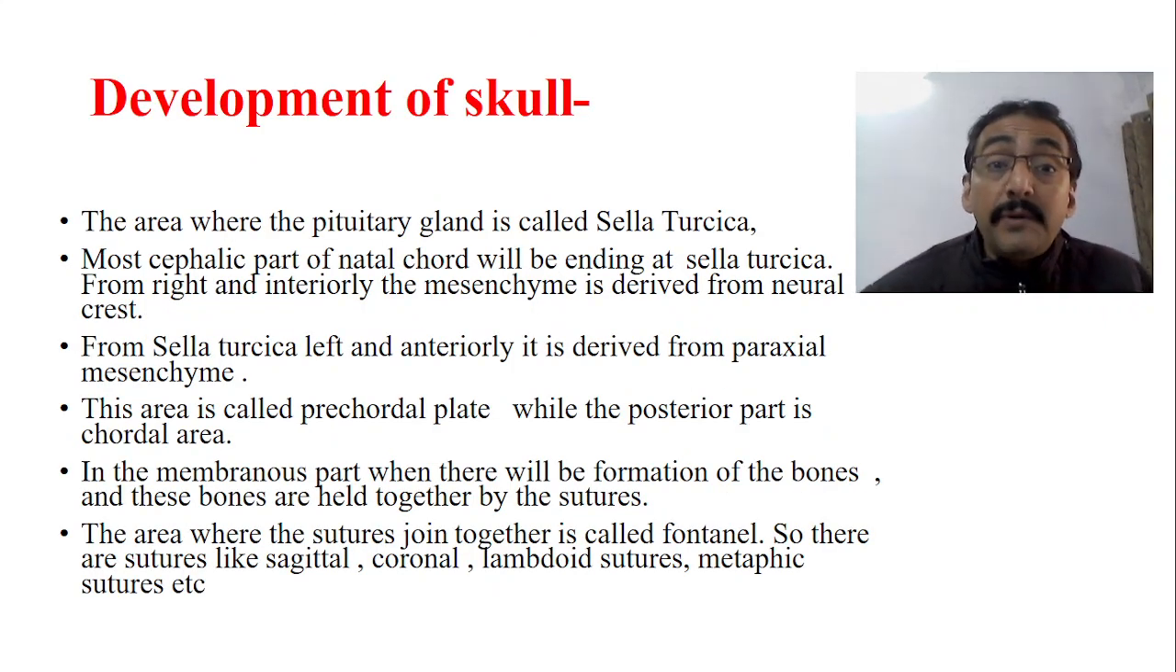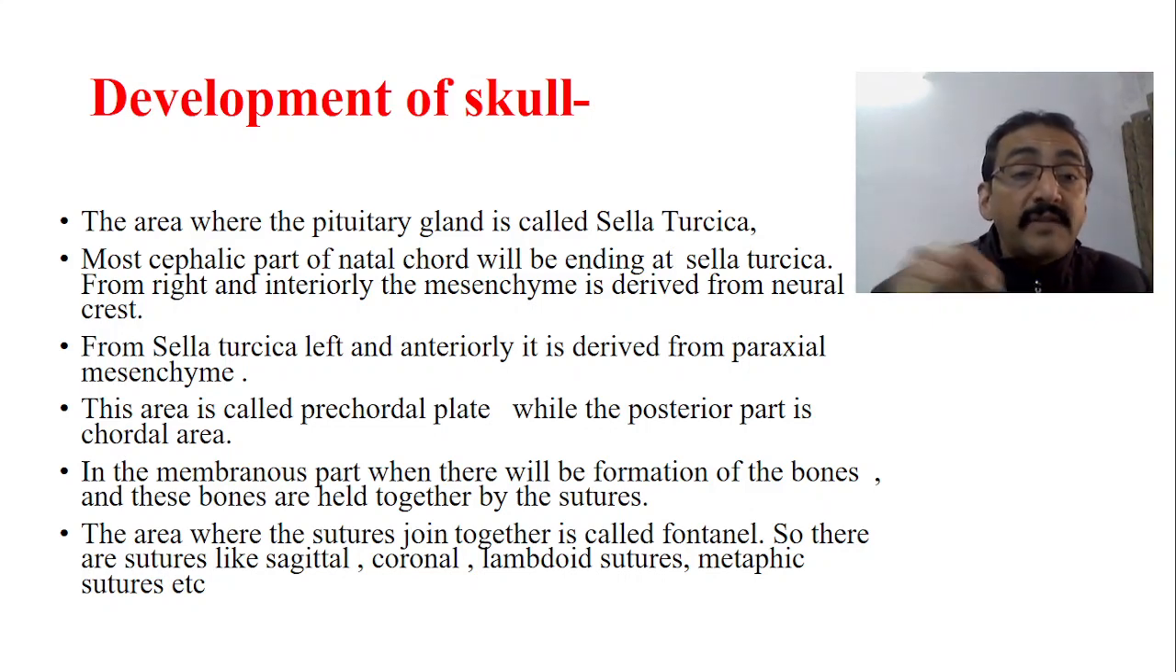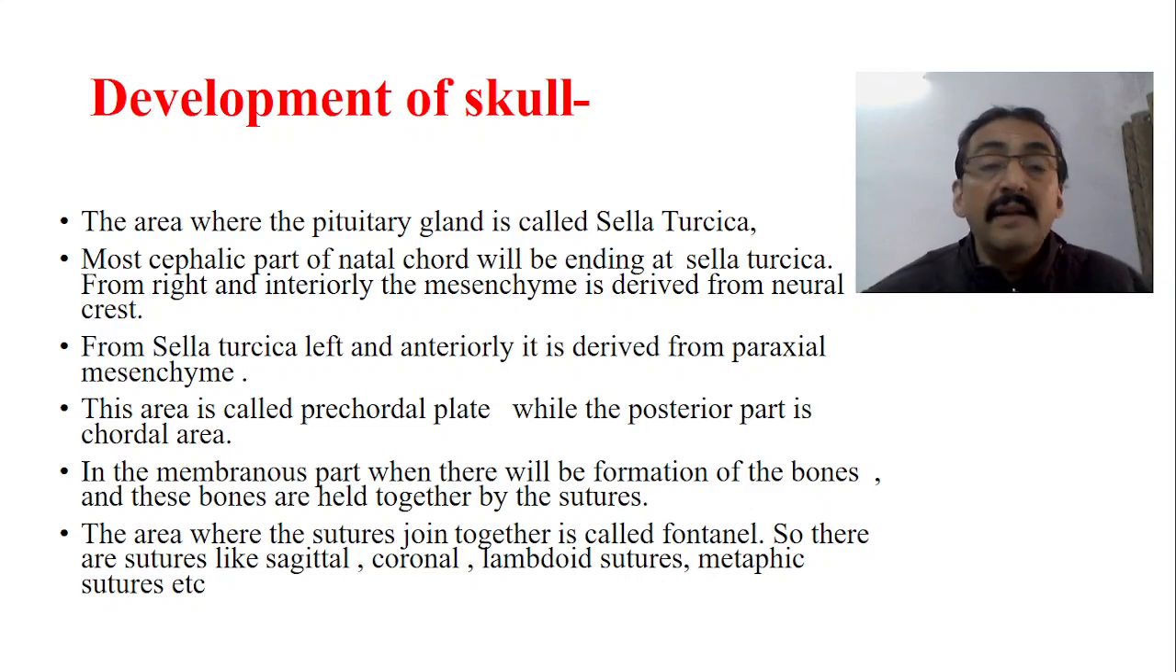The area where the pituitary gland is present is called the sella turcica. We know that the most cephalic part of the notochord will be ending at the sella turcica. From the sella turcica, posteriorly, the mesenchyme is derived from the neural crest. From the sella turcica, anteriorly, it is derived from the paraxial mesenchyme. This area is called the prechordal plate, while the posterior part is called the chordal area.